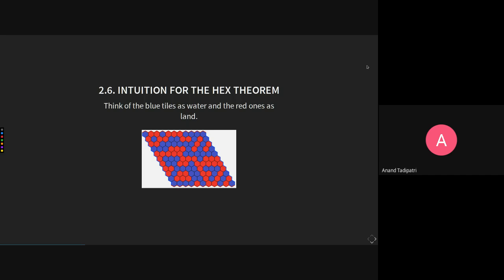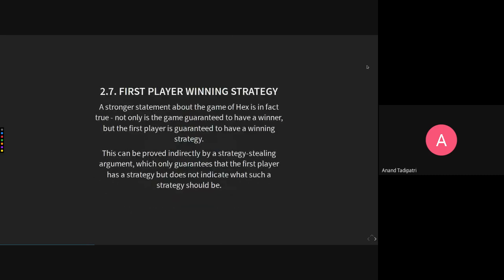And that's the remarkable thing about Hex. You can never have a draw, unlike a lot of other board games. And in fact, we can say something stronger. Not only does the game never end in a draw, one of the players has a winning strategy. That means one of the players can always force a win, and that player has to be the first player.